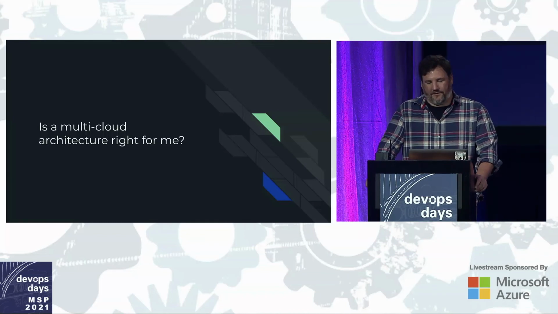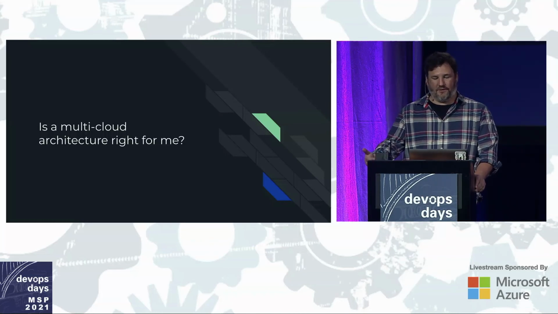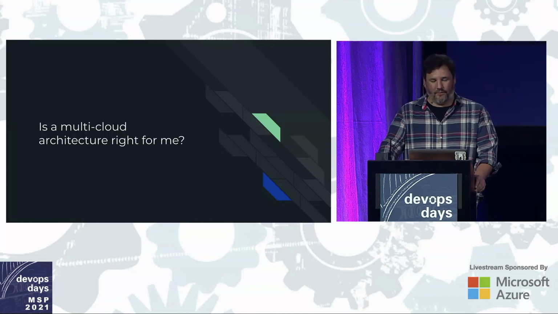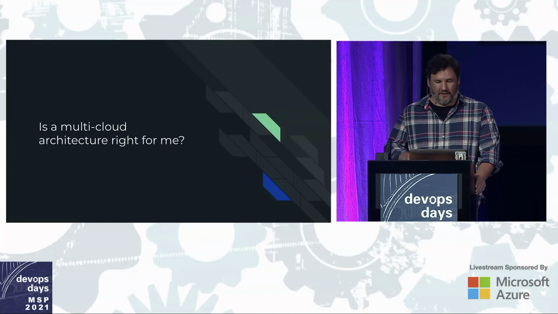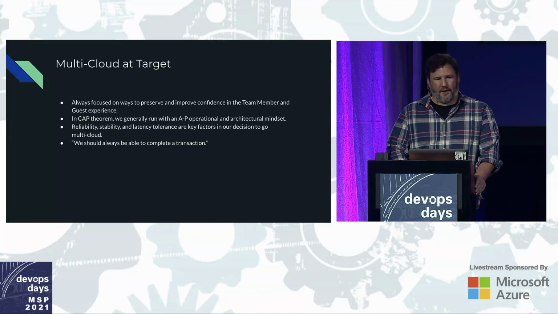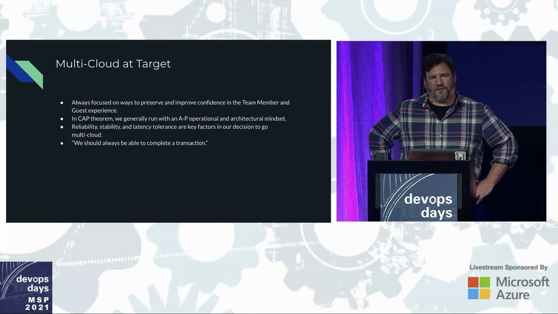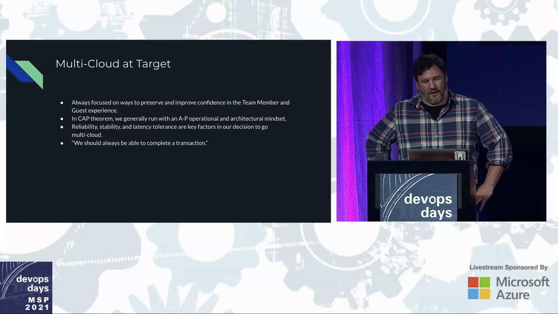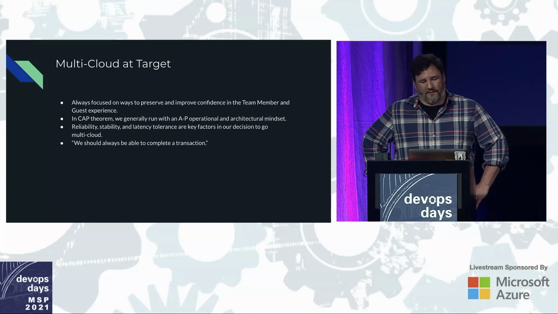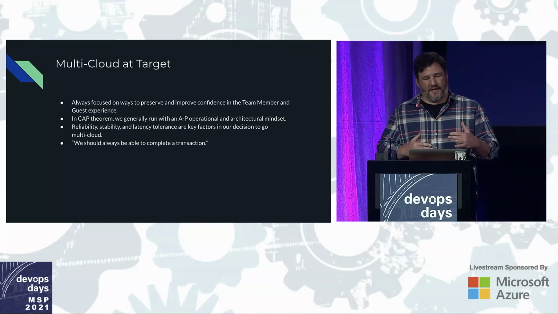I'm not sure that there are enough public case studies of pure multi-cloud environments for me to make a qualified argument about what criteria matrix you should follow when deciding whether or not multi-cloud is the right thing for you. But I can share a little bit of what our thinking was about going to multi-cloud at Target. We're always thinking about how we can preserve and improve the team member and guest experience overall. And that means ensuring high levels of resiliency inside of the environment for both the service and data stacks.